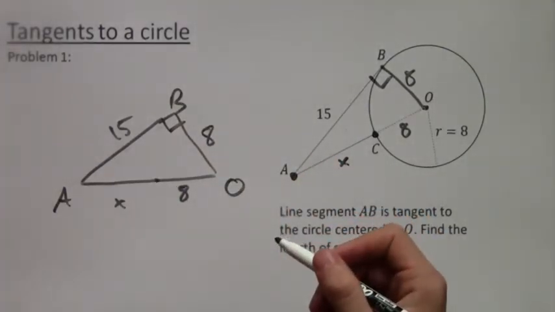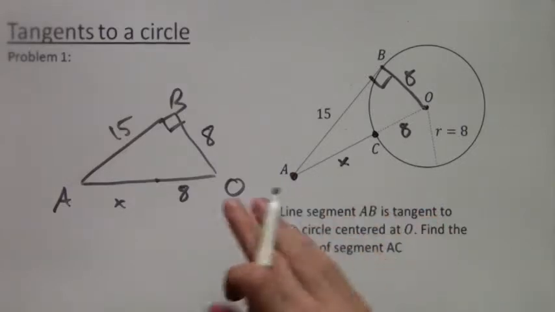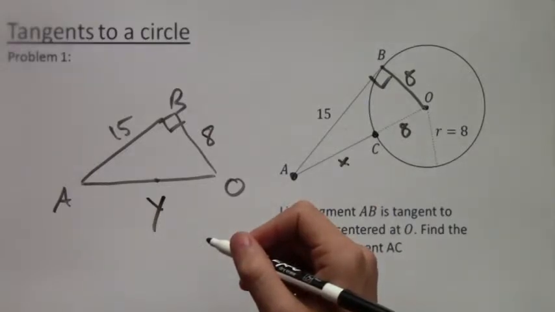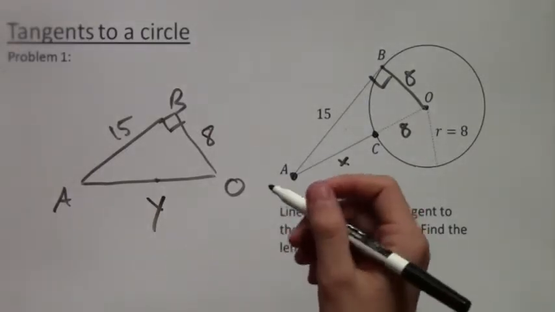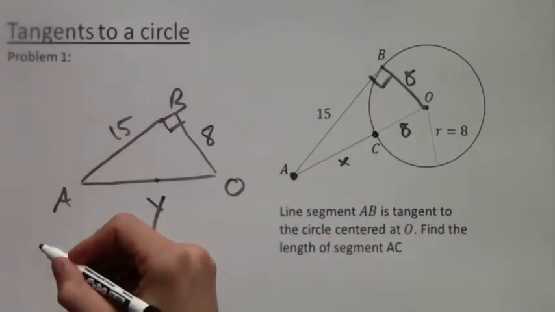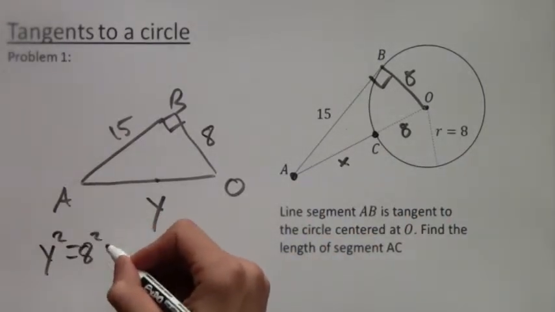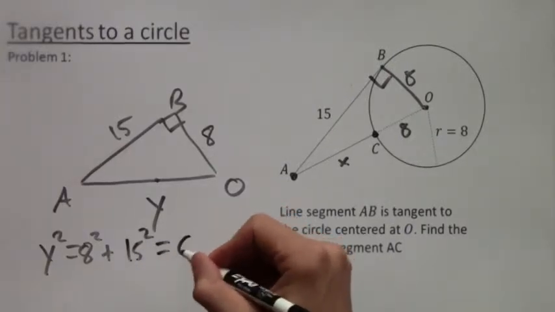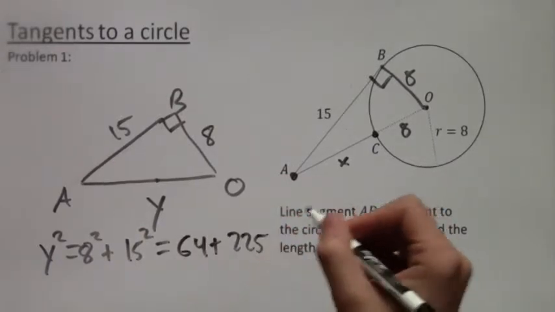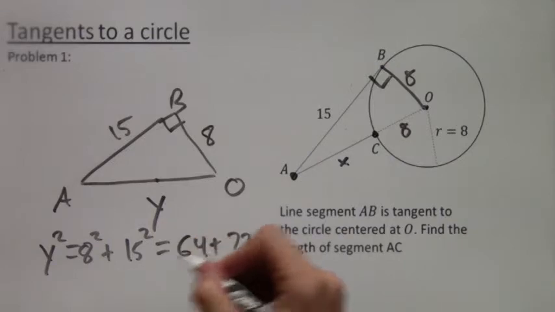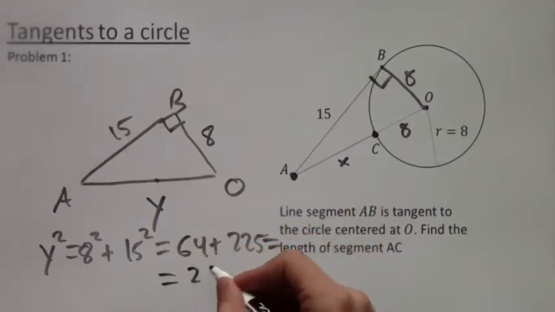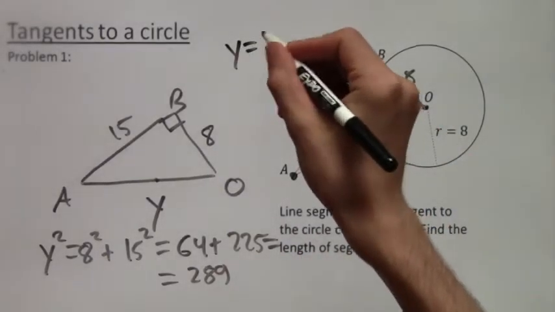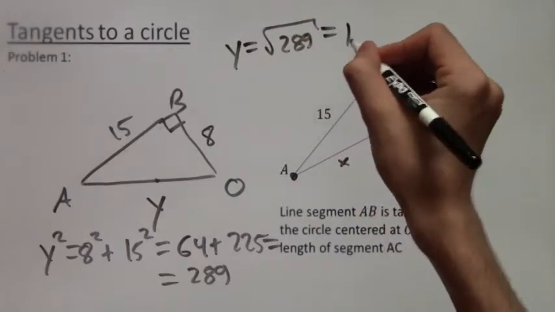And since it's a right triangle, we can apply the Pythagorean theorem. So first, I'm just going to solve for the entire length of AO, and I'm going to write that as y. Later on, we can solve for x from there. So by the Pythagorean theorem, y squared equals 8 squared plus 15 squared, which is equal to 64 plus 225, and that equals, we add these together, 289, and to find y, we just take the square root, and y equals the square root of 289, which is actually 17.